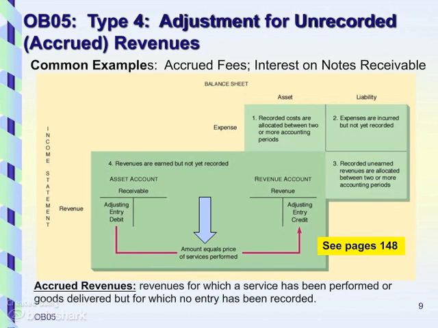Let's look at an example. Let's say we have a note receivable. Every day, interest on that note receivable is being earned, but it might not yet be recorded, or might not yet be received until after the end of the accounting period. The interest receivable must be recorded as an asset, and the interest income associated with it must be recorded as a revenue earned during that period.